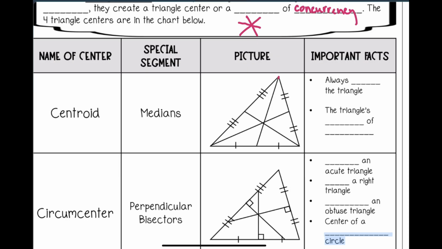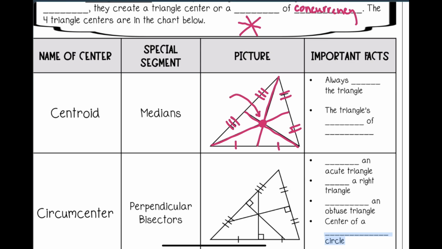So here's our first median, and it cuts that in half. Here's our second one, and it cuts this side in half. And here's our third one, and it cuts this side in half. All right, and this part right here, it's called our centroid. They can be in different places depending on what kind of triangle you're using. So no matter what kind of triangle, acute, right, or obtuse, the centroid is always inside the triangle.